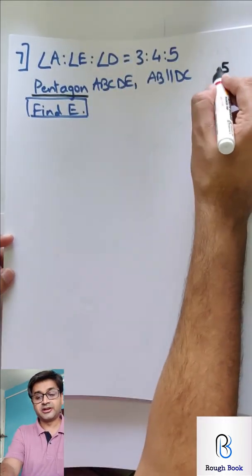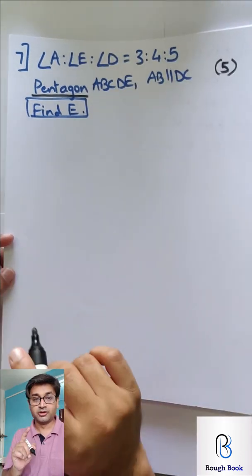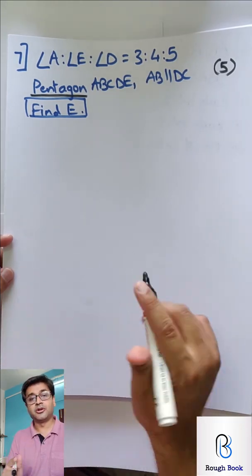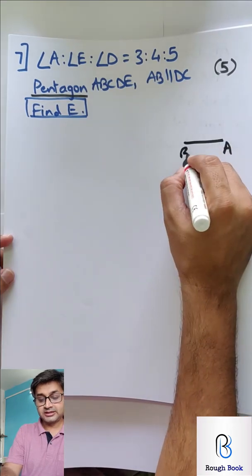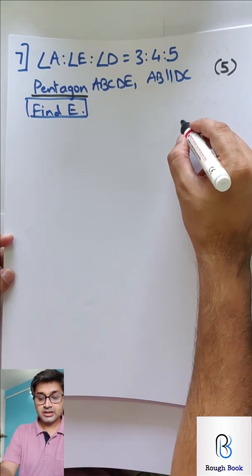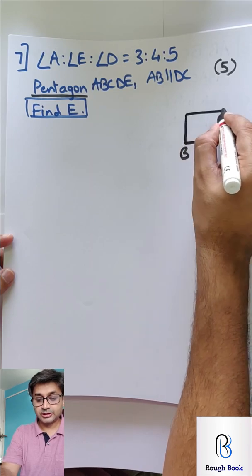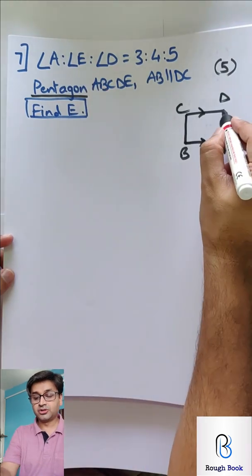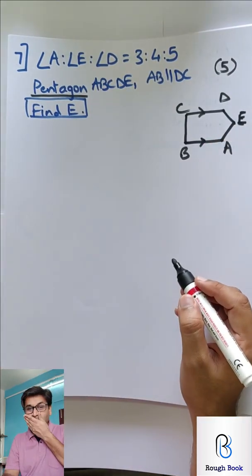Pentagon, so 5-sided figure, and they say AB is parallel to DC, so you have to draw the figure. Pause the video, draw the figure on your own, and let's see how many of you can draw it correct. Now that you are back, let's see. AB and CD is parallel to AB. So I am drawing it this way. So AB and CD both parallel. Pentagon, so 5-sided. So I drew the 5th side as point E.